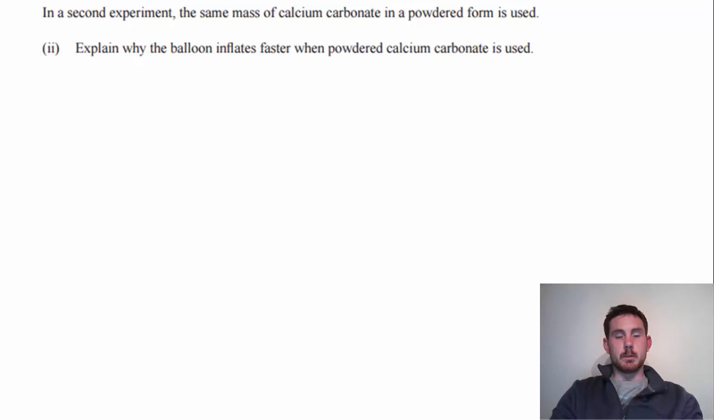So now we come to the real crux of the question, a bit about the rate of reaction. Why does the balloon inflate faster when powdered calcium carbonate is used? So using the powdered calcium carbonate decreases particle size and increases the available surface area of the calcium carbonate that can react with the hydrochloric acid.